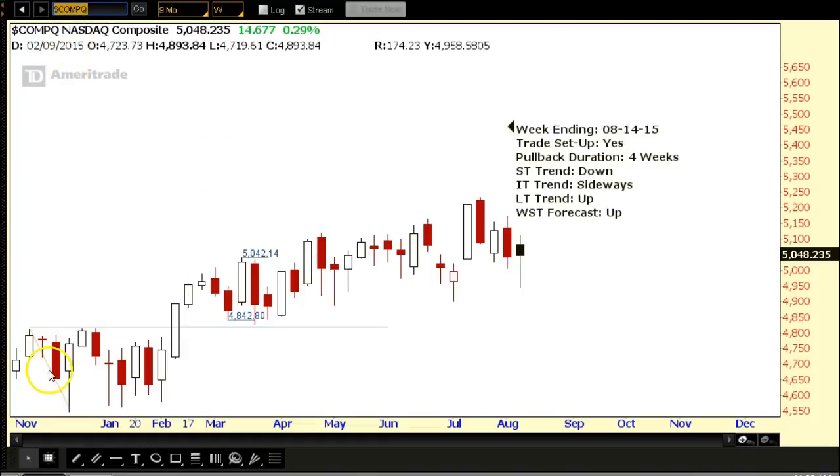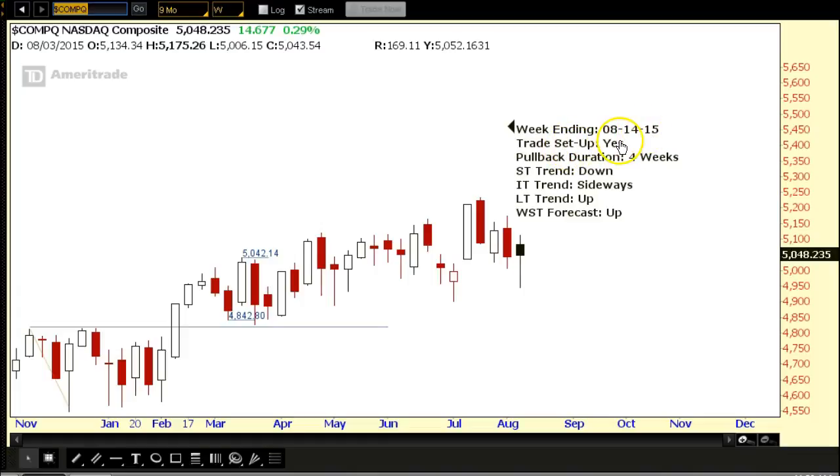But bottom line is this shows us the chart for the last 9 months. 9 months ago, this is where we were, and this is where we are today. So as we can see, we have an uptrend in the market, okay, for week ending August 14, 2015.